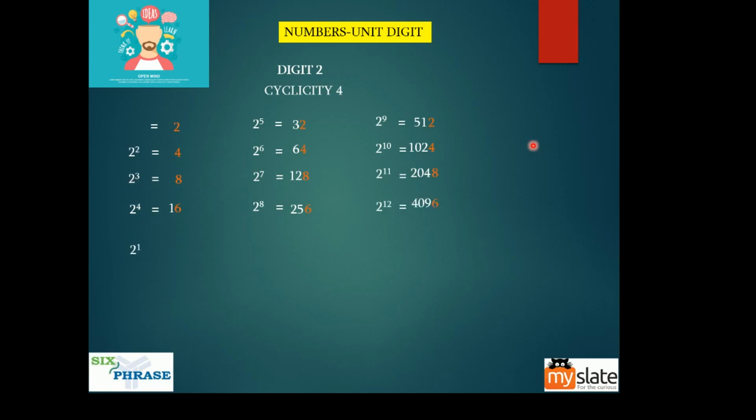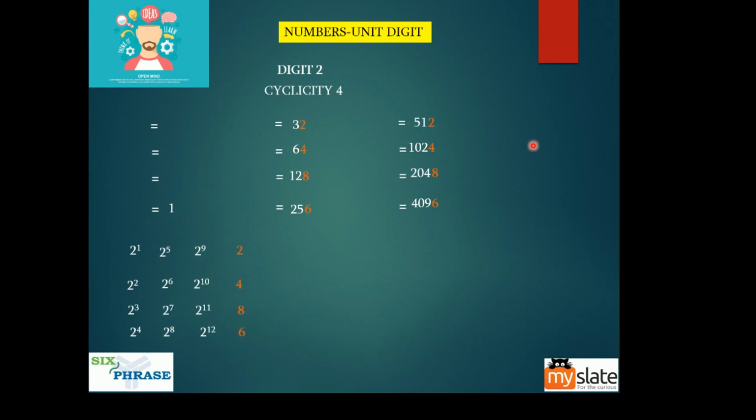Okay. Now you can see for 2 power 1, 2 power 5, 2 power 9, what is the unit digit? It is 2, right? For 2 square, 2 power 6, 2 power 10, what is the unit digit? It is 4. For 2 cube, 2 power 7 and 2 power 11, what is the unit digit? It is 8. For 2 power 4, 2 power 8 and 2 power 12, what is the unit digit, guys? It is 6. So you can see there is a pattern. So what is the pattern? That is what we are going to take a closer look at.